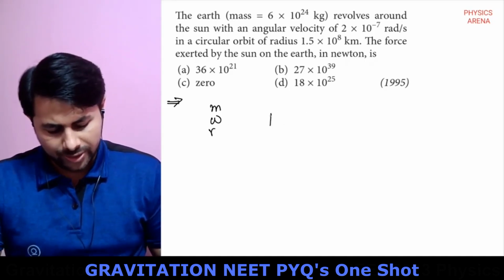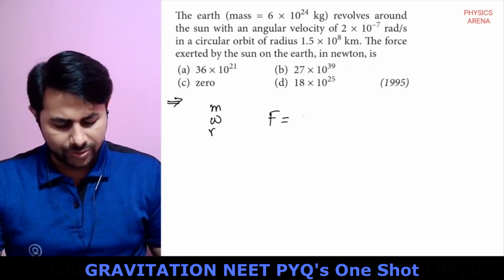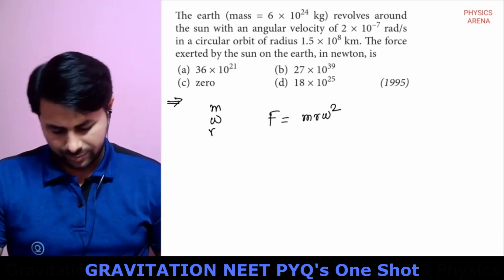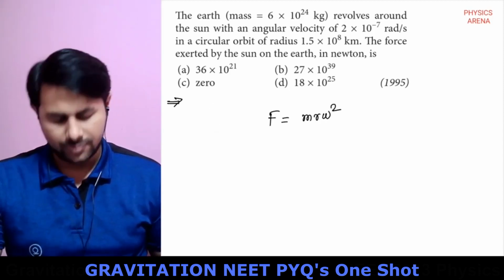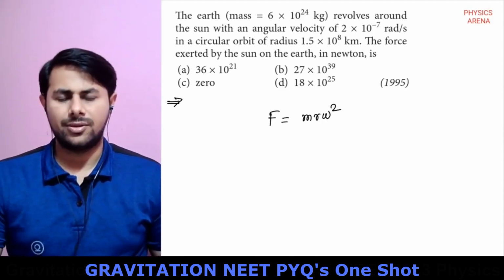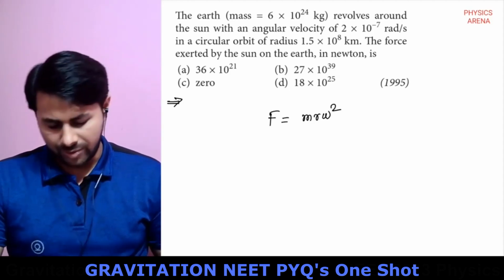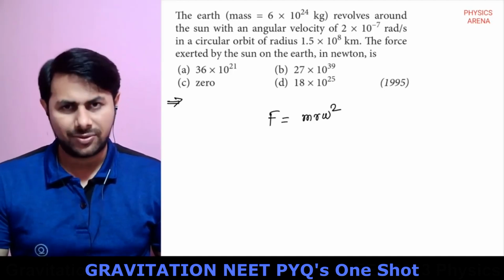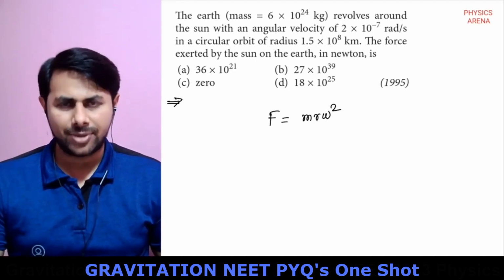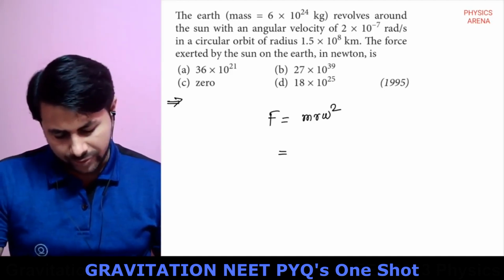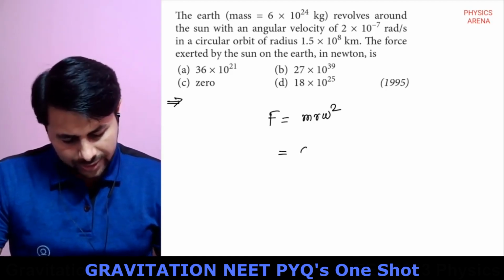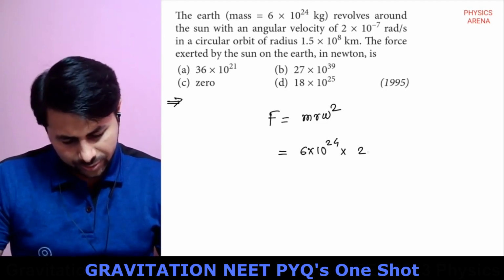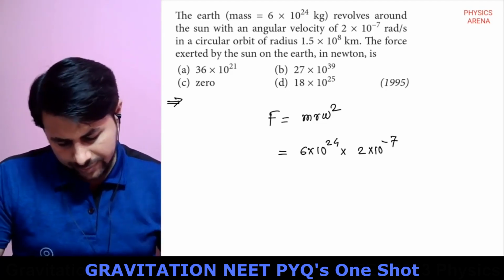So we have this formula for centripetal force. F is equal to m r omega square. It is mv square upon r, or we can say it is m r omega square, another formula for centripetal force. So let's substitute values. The values are 6 multiplied by 10 raised to 24, multiplied by r, and omega is 2 multiplied by 10 raised to minus 7.